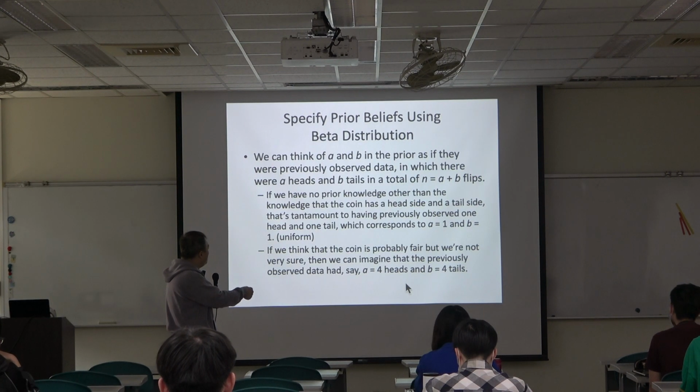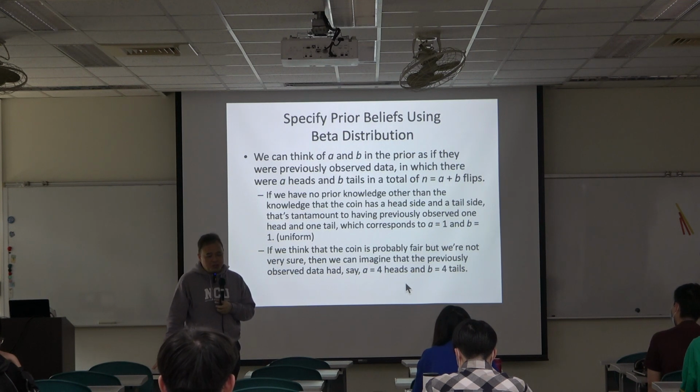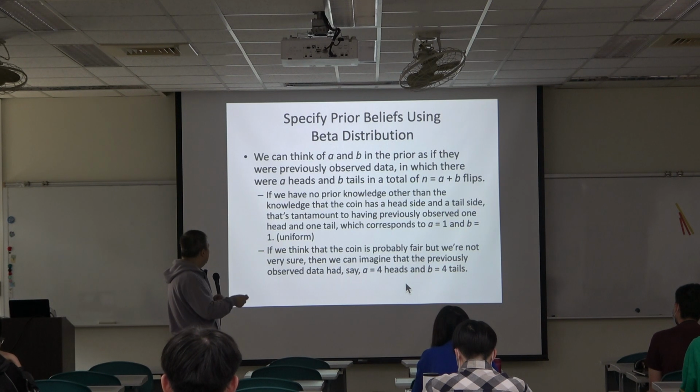If you have no prior knowledge, other than that the coin has a head side and a tail side, you know nothing about this coin. You don't even know where this coin comes from, but you know it has two sides. Then you can set alpha and beta both to be 1. In that case, your prior will be a uniform distribution.